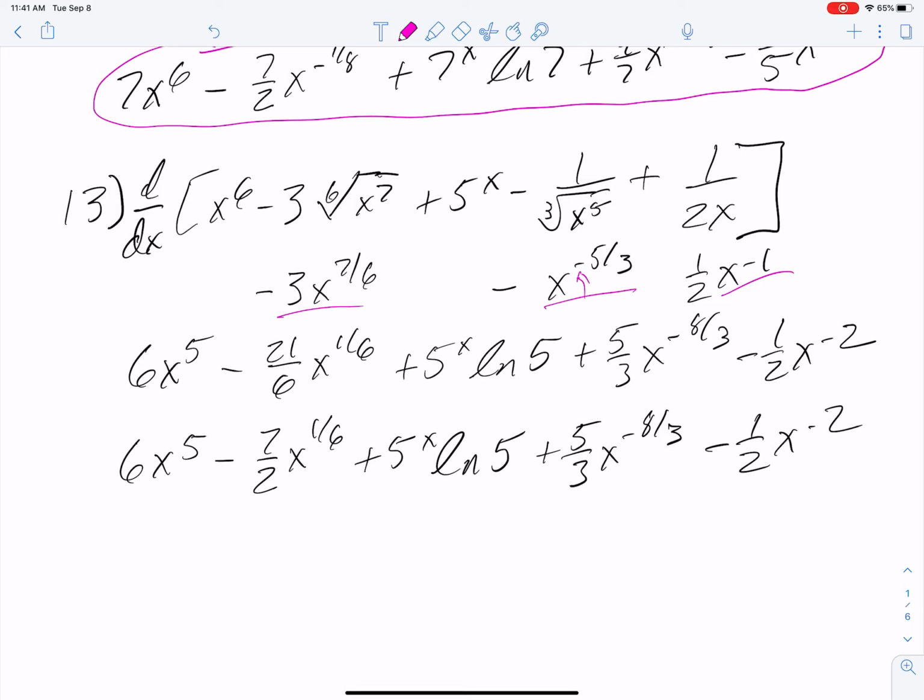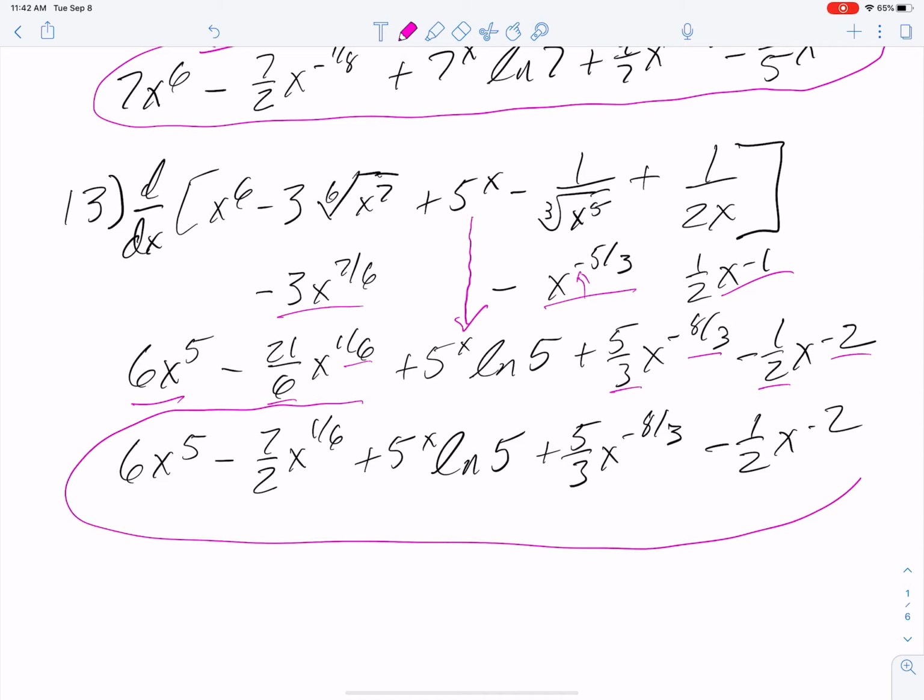So I take care of my power rule, 6 times 1, 6 minus 1. Negative 3 times 7, 6, 7, 6 minus 1. The derivative of 5 to the x simply is 5 to the x natural log of 5. Negative 1 times negative 5 thirds, negative 5 thirds minus 1. 1/2 times negative 1, negative 1 minus 2. And again, we always reduce fractions. If you took care of that in your first step, so basically you don't have this intermediate step, that is fine with me.